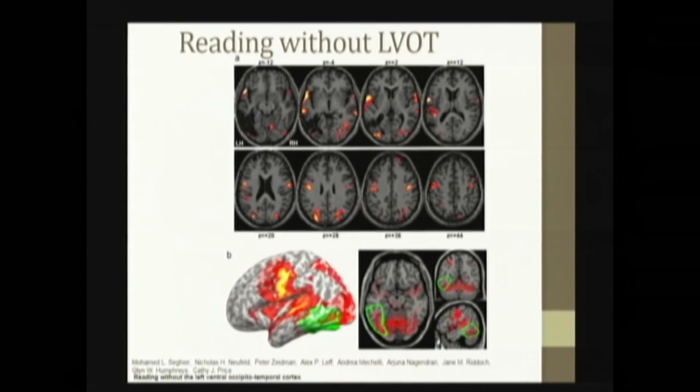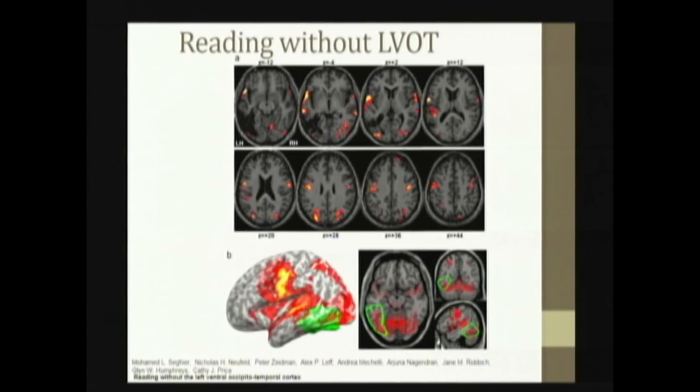Lastly here, I wanted to talk about whether you can read without your left occipital temporal region, the visual word form area. This is a report of a patient who in early childhood, I think, or was it perinatal, there was an injury to the left side. So these images are reversed. This is now the left side and this is the right side. So there was an injury in the left occipital temporal regions that involved the VWFA area.